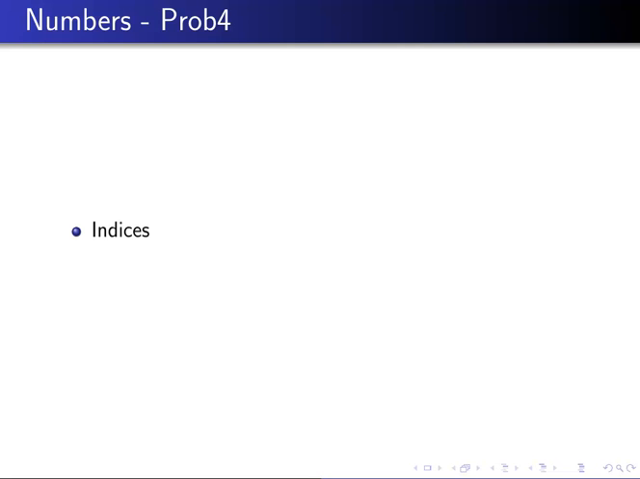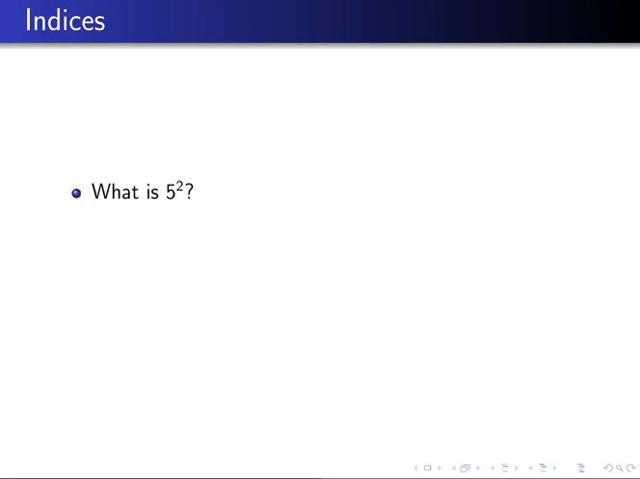Problem set for indices. What is 5 squared? 25. So 5 squared is 5 multiplied by 5.